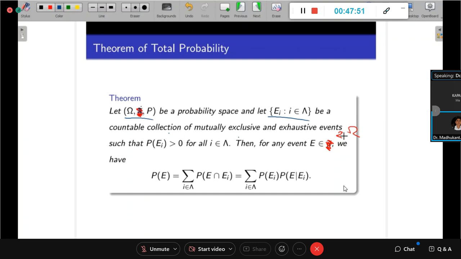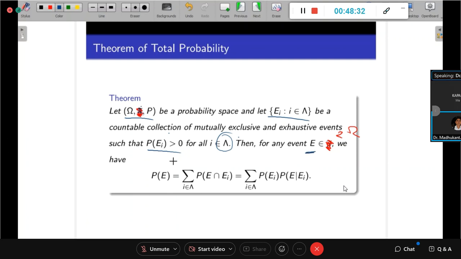Let's take E_i to be a countable collection of mutually exclusive and exhaustive events, such that the probability of each E_i is greater than 0 for all i in the index set. You can say this is the index set from where i is coming, or in other words, you can write E1, E2, and so on, En, and so on. You can take the set of natural numbers, but right now it may be countably finite or countably infinite, so that's why the index set is more proper.